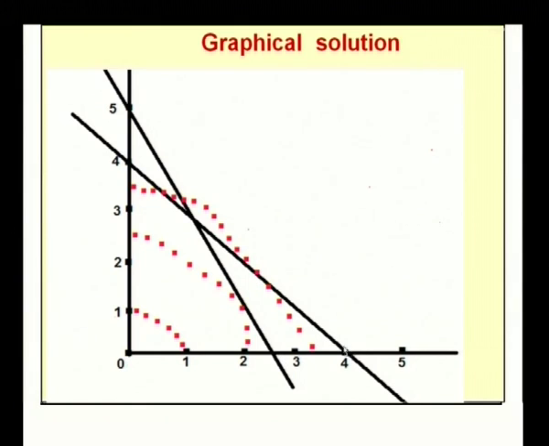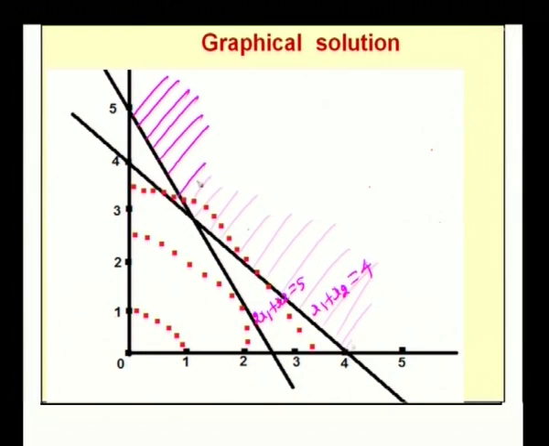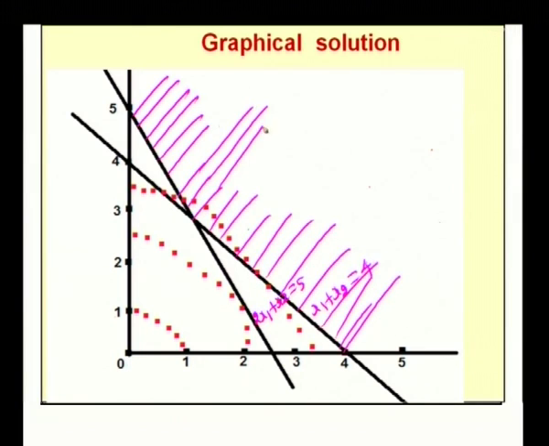Consider this graph. Now, this is the equation of x1 plus x2 equal to 4, and this curve is 2x1 plus x2 equal to 5. Now, our feasible region is this one. This is our feasible region. Denote this as A, this point of intersection as B, and this is C. So, the region ABC is our feasible region.